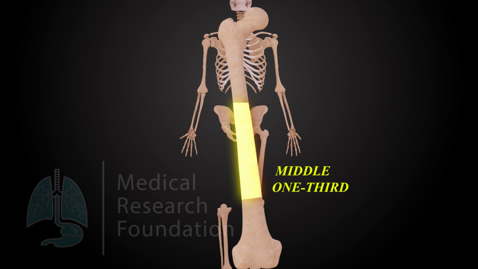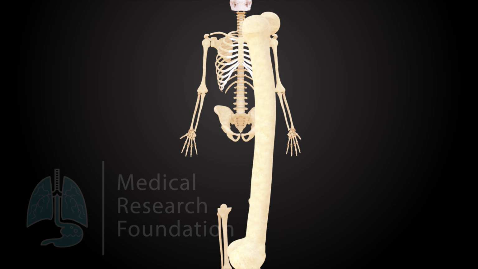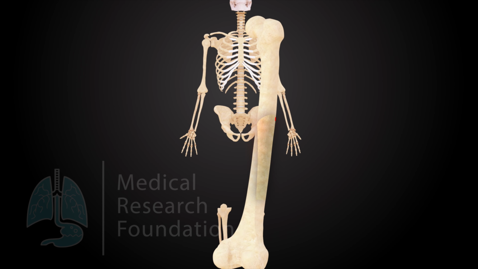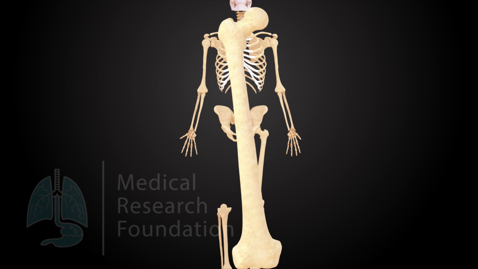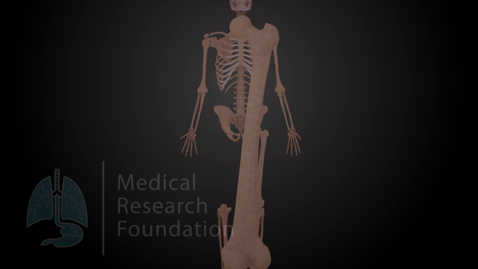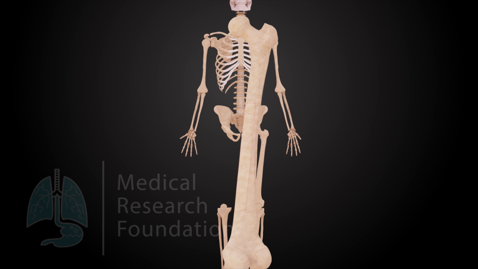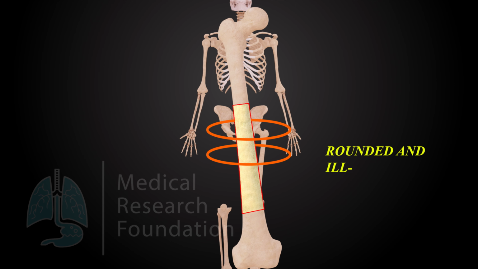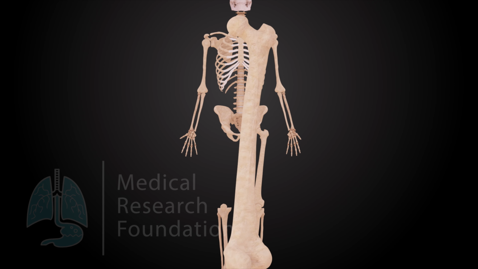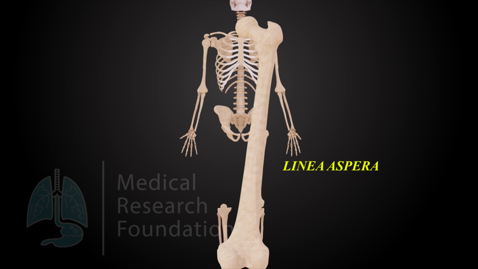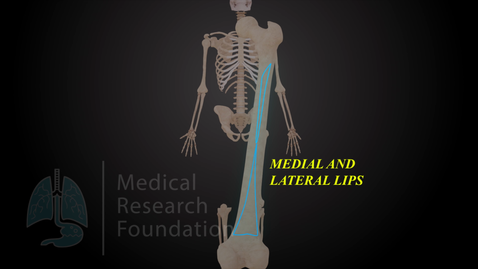In the middle one third, the shaft has three borders: medial, lateral, and posterior, and three surfaces: anterior, medial, and lateral. The medial and lateral borders are rounded and ill-defined, but the posterior border is in the form of a broad, roughened ridge called the linea aspera. The linea aspera has distinct medial and lateral lips.